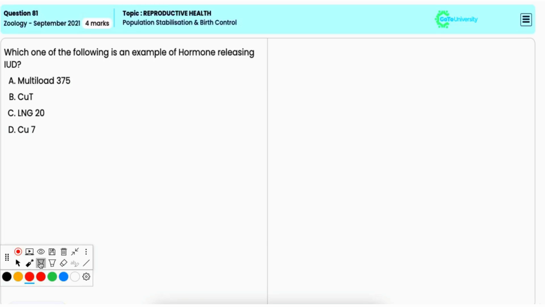In this question, you have to point out the option that represents an example of hormone releasing IUD, that is intrauterine device.